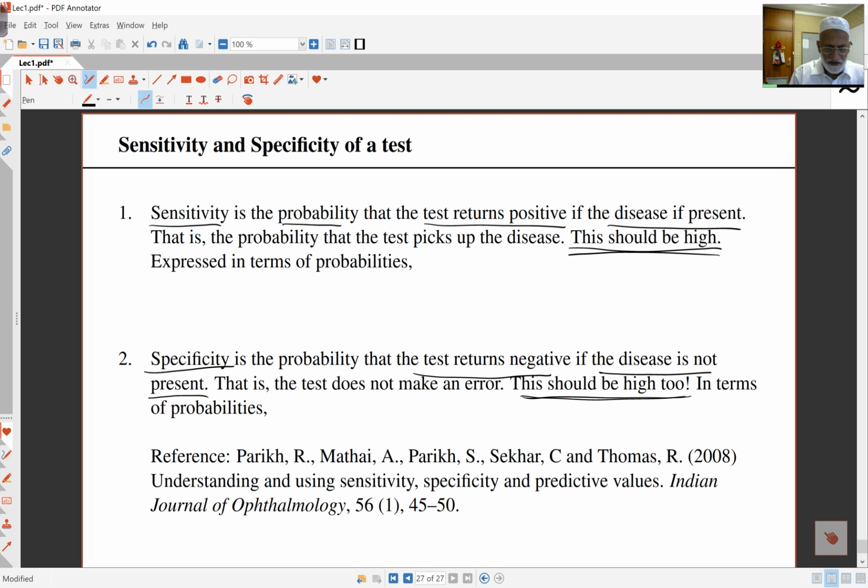There's a reference for this here, and you can read this paper. It's online, you can find it. It's also on LMS. Have a read of this to see how this is discussed and how important this is.